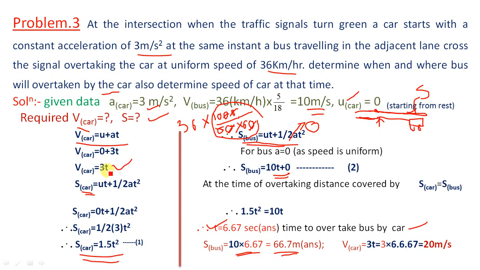Now you require the V of car. So V of car is 3 into 6.67, that is 20 meter per second, the velocity of the car at the time of overtaking. Okay, got it? So simple problem.